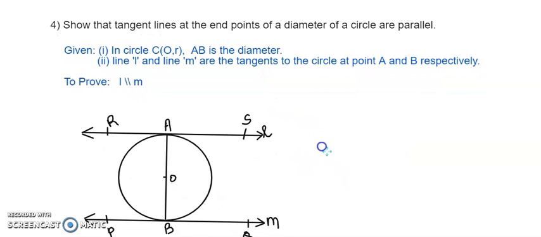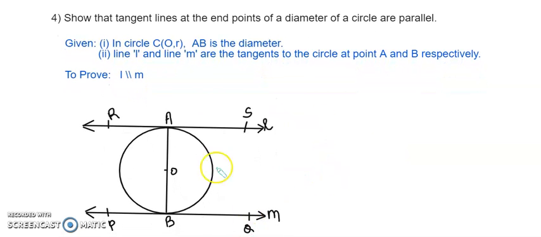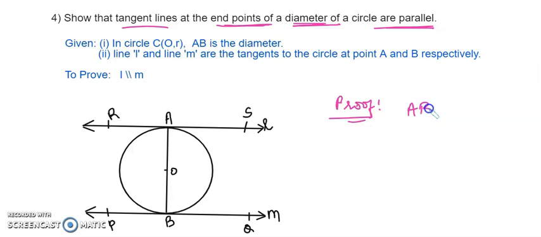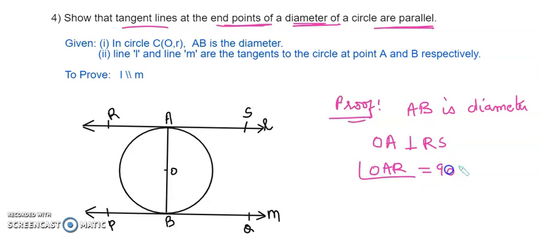Now here they are saying to show that the tangent lines which are formed at the end points of the diameter of a circle are parallel. So here AB is a diameter, and I have to show that RS, or line L, is parallel to M. AB is a diameter, right? That means it's passing through the center, obviously. That means, can we say that OA is perpendicular to RS? Or can I say OAR is equal to 90 degrees? Because RS is the tangent.